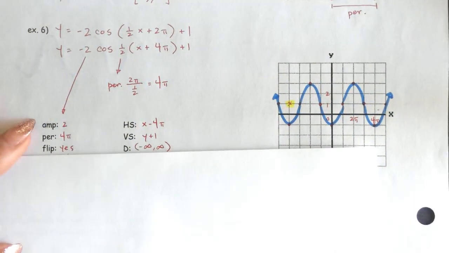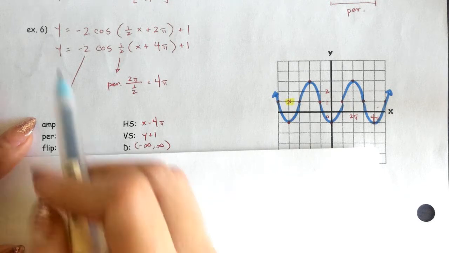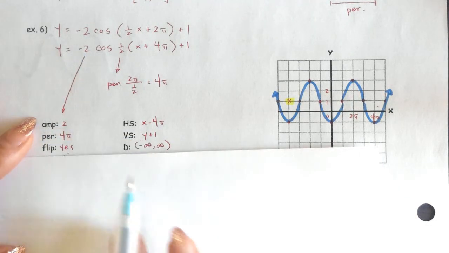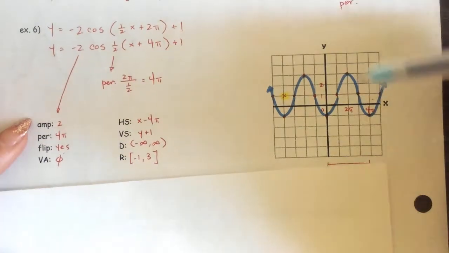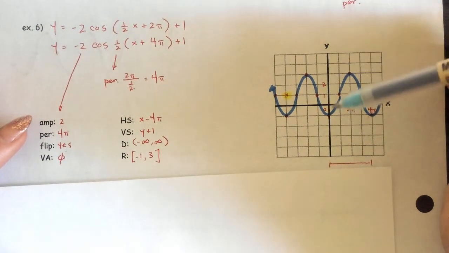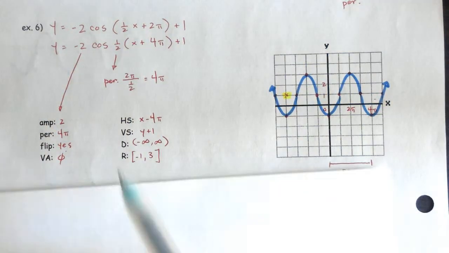And then my domain is all real numbers. This one had a flip. You see that negative? So yes, that one had a flip. And then after I graph it, I can see, oh, my range is from here to here. So -1 to +3. So there you go.